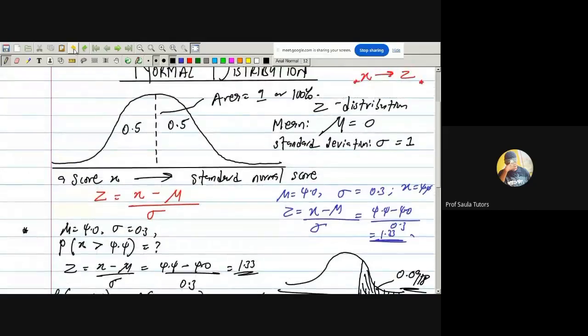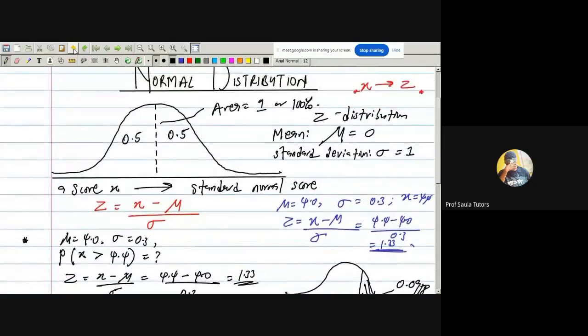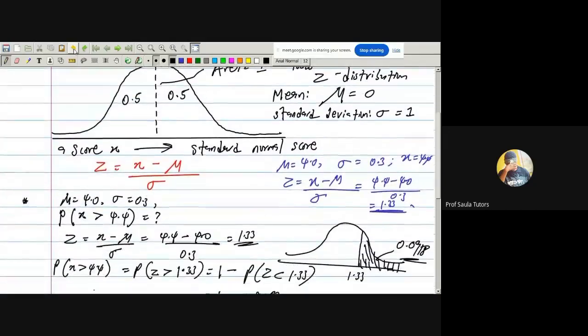So what we are trying to get is the probability Z greater than 1.33. Next. I'm coming. Hold on. Give me some seconds.